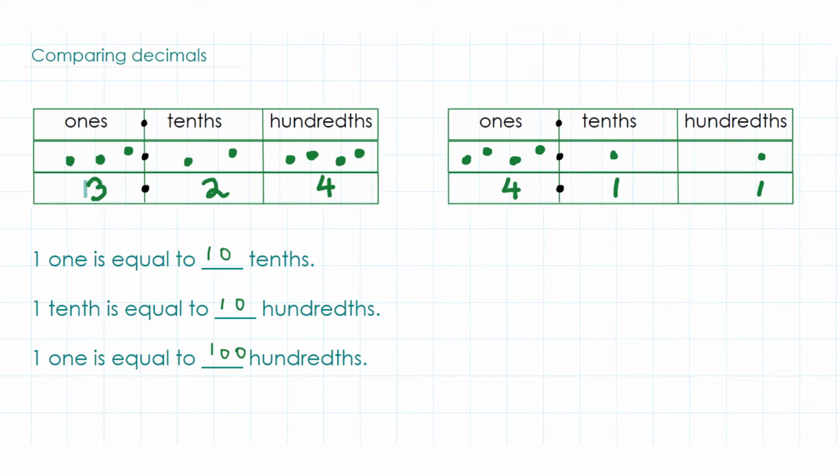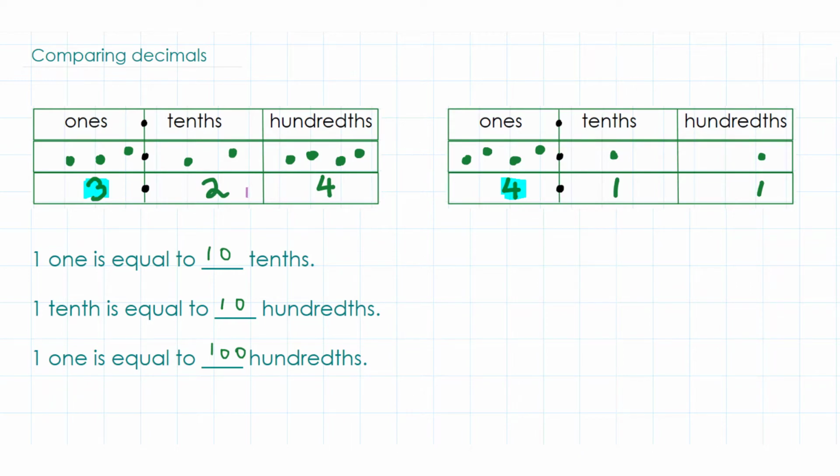Here's my thinking. I'm going to compare the ones digits first. Have a think about why I'm doing that. Here I've got 3 ones, and here I've got 4 ones. Now I know that 3 ones is smaller than 4 ones. Do you accept that? So I'm going to say that 3.24 is smaller than 4.11.